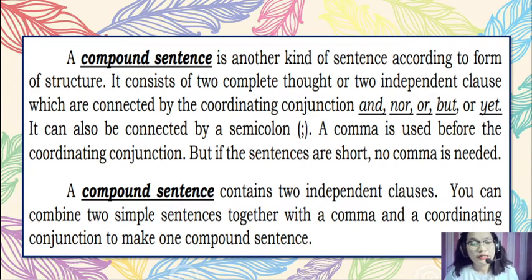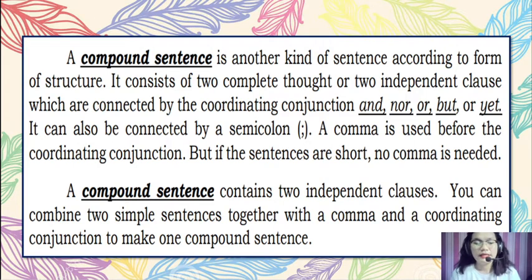Okay? Compound sentences can also be separated by a semicolon. When we use a semicolon, that means there is a continuation in the sentence. A comma is used before the coordinating conjunction. So always remember, when you use compound sentences, before the coordinating conjunction, you should place a comma at the last word of the first independent clause. But if the sentence is short, no comma is needed. So, pag maigsi yung sentence, hindi na natin siya kailangan lagyan ng comma.